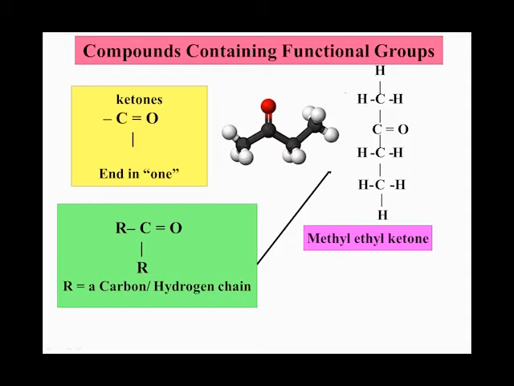This could be referred to as methyl ethyl ketone. Why? Well, a methyl group and an ethyl group are connected by the C double bond O oxygen group. Butanone is the more systematic name. Why? Well, we have 1, 2, 3, 4 carbons. There's the but, and ONE indicates, of course, that it is a ketone.